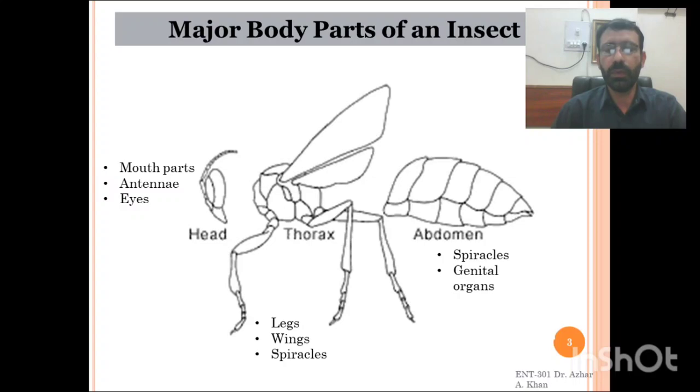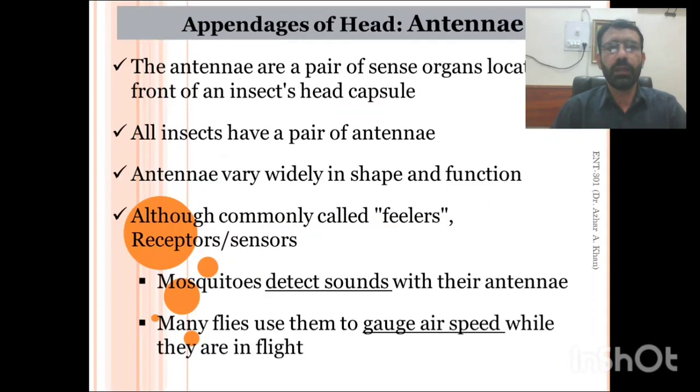So, keeping in view the presence of these appendages, we can say that the head region of an insect is the feeding or sensory region, the thoracic region is known as the locomotory region, and the abdominal region may also be known as the reproductive or excretory region. So the body of an insect is morphologically divided into three main regions: head, thorax, and abdomen. Then, coming to the appendages of the head, the antenna is our topic today.